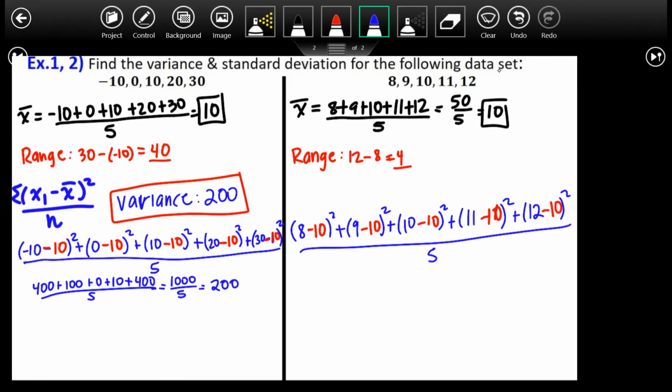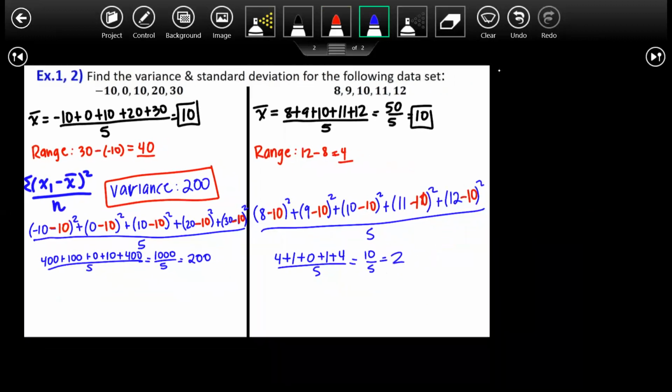Negative 8 minus 10 is 2, 2 squared is 4, 9 minus 10 is 1, 1 squared is 1, 10 minus 10 is 0, 0 squared is 0, 11 minus 10 is 1, 1 squared is 1, and then we also have the final one being 12 minus 10 is 2, 2 squared is 4, divided out by 5. Adding these numbers up, we're going to get 10 over 5 or 2.